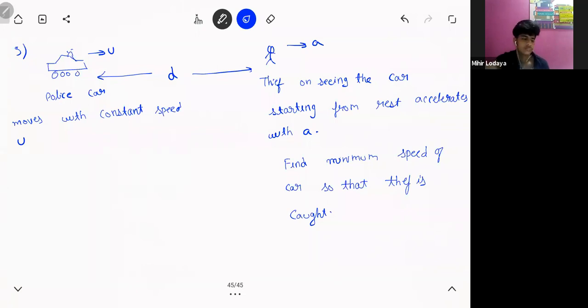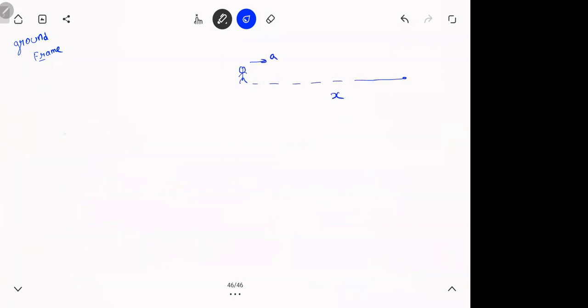See, let me show you in the ground frame, okay? Meaning if you're a bystander, what do you see? The thief is here. He's accelerating with a. So let's say he has run x distance. So how much should the car travel now? The car needs to travel this much so that they can be caught. Getting it? So this will travel d plus x.